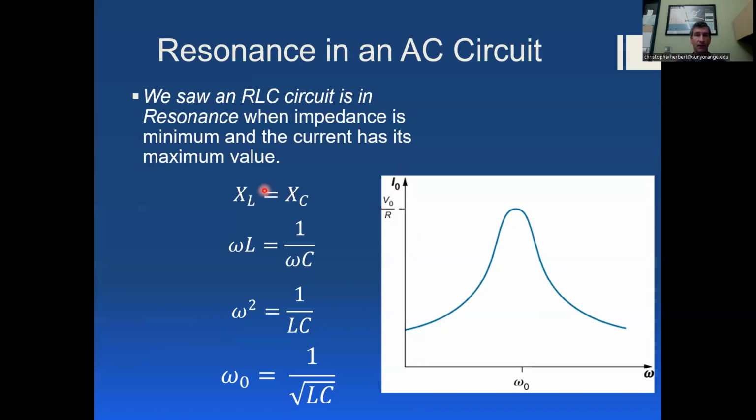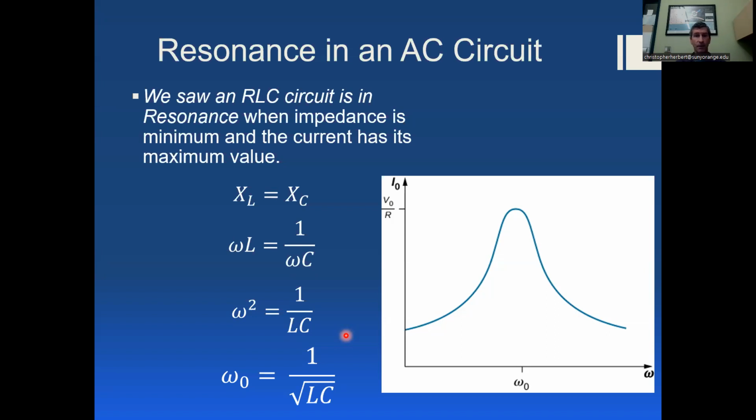When we look at this condition, if we set XL equal to XC, we get that the inductive reactance is equal to omega L. The capacitive reactance is equal to 1 over omega C. I can take omega and multiply it by both sides, divide both sides by L, and we very easily get our condition for resonance.